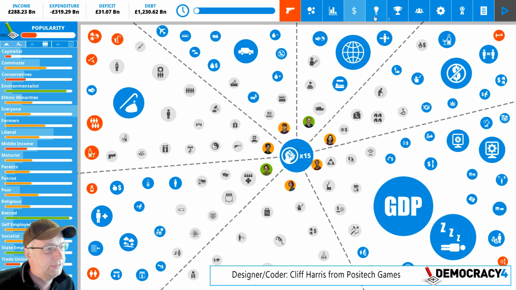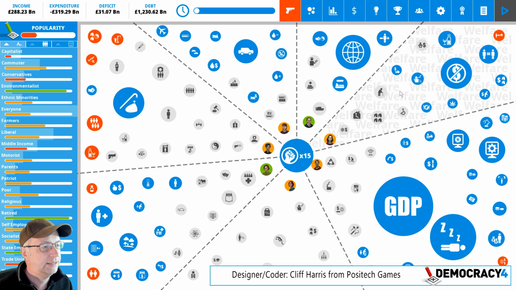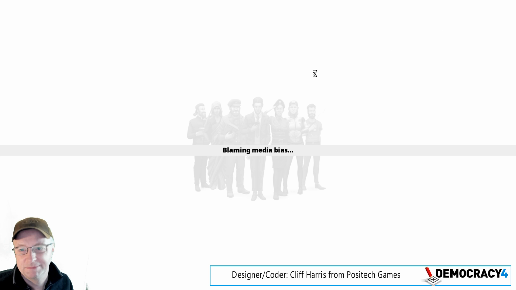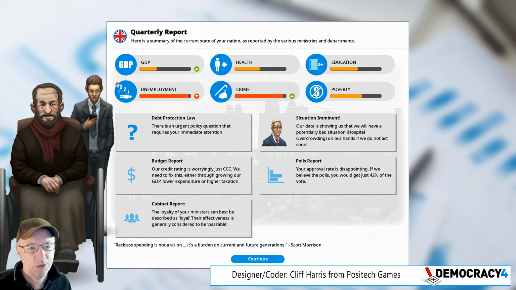There's two other things to mention. One is the report thing, so I'm going to have to go to the next turn. Hopefully it won't crash. Yay! I don't know what that random crash is.